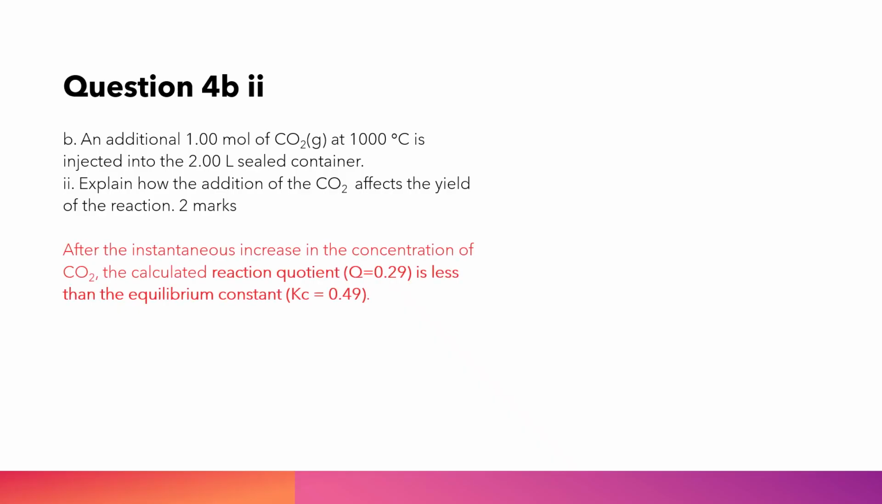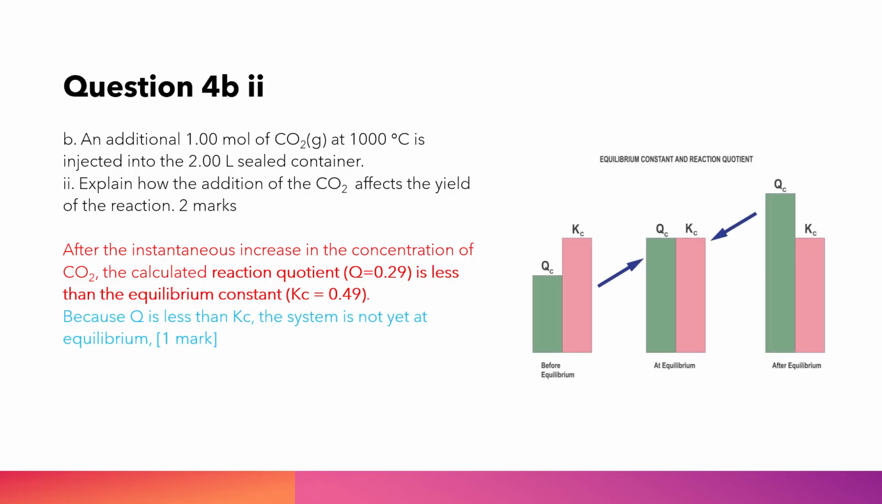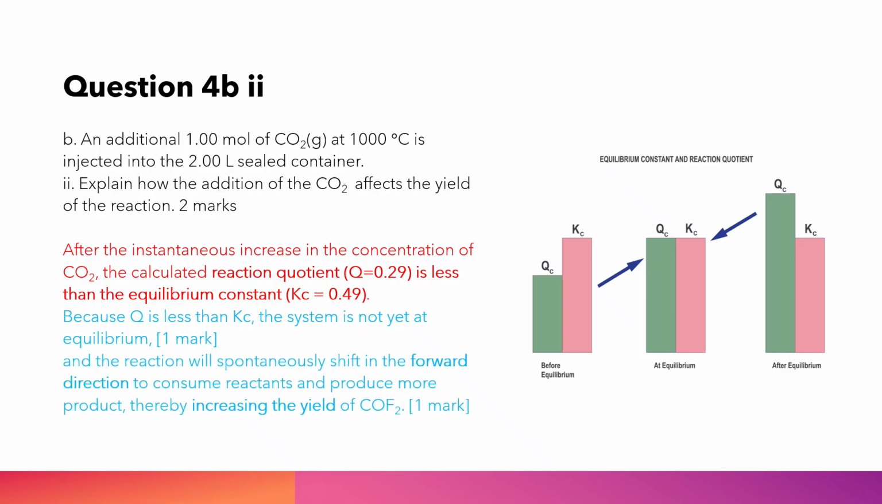After the instantaneous increase in the concentration of CO2, the calculated reaction quotient, Q equals 0.29, is less than the equilibrium constant, Kc equals 0.49. Because Q is less than Kc, the system is not yet at equilibrium, and the reaction will spontaneously shift in the forward direction to consume reactants and produce more product, thereby increasing the yield of COF2.